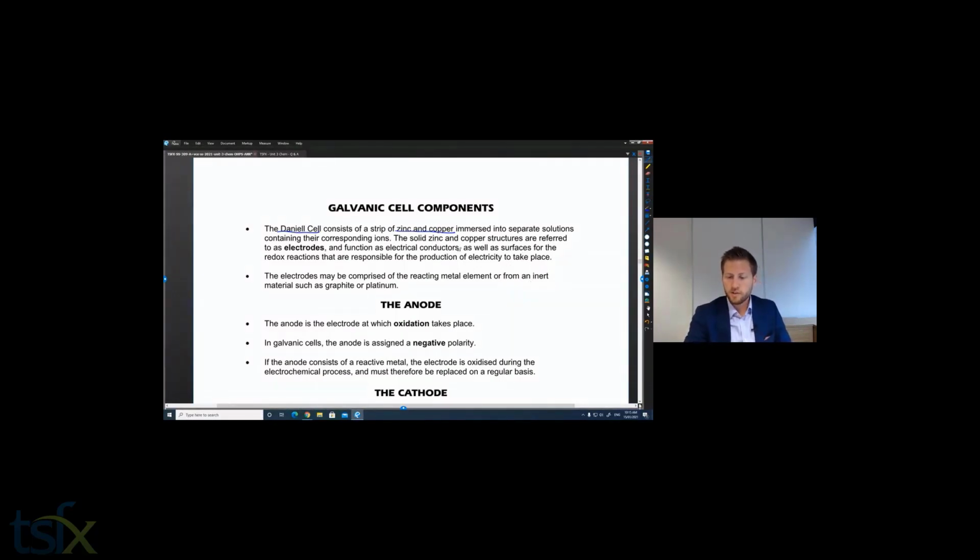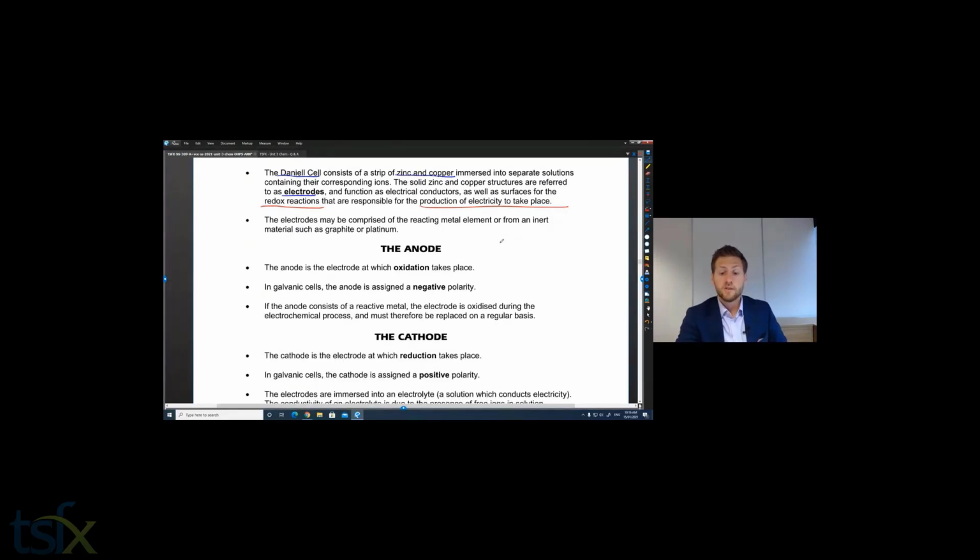Solid zinc and copper are called electrodes because they conduct electricity. The surface is where the redox reactions occur, and that's where electricity is made or generated. The electrodes can have a reacting metal, or they're called inert. Inert, anyone know what that means? That's another term you should know, or at least we're learning it now. Non-reactive. It means it won't react with anything else in the atmosphere or anything else.